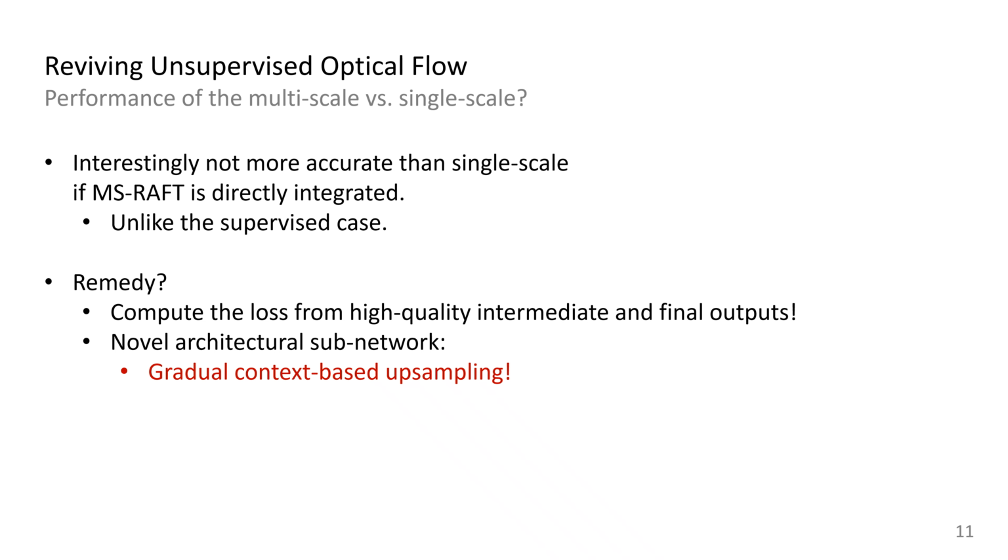Interestingly, unlike in the supervised case, using MS-RAFT's architecture that we just showed did not yield improvements compared to using the single-scale RAFT. The problem is that using MS-RAFT's procedure, the loss is computed from flow fields that have been compromised with large factor bilinear upsampling operations. So we want to compute the loss now from high-quality intermediate and final outputs. To this end, we introduce a gradual context-based upsampling.